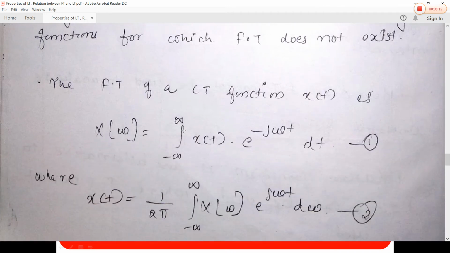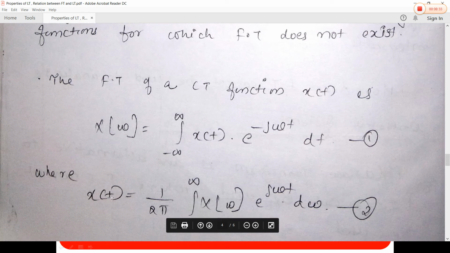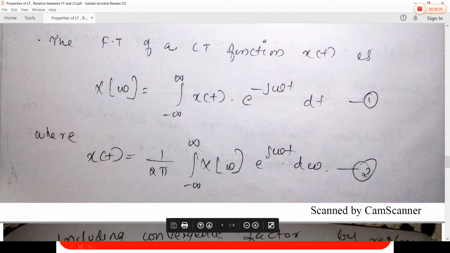We know that the Fourier transform of a continuous time function x of t is defined as X of omega equal to the integral from minus infinity to plus infinity of x of t e raised to minus j omega t dt. This is a known equation. This can be either X of omega or X of j omega. And its inverse Fourier transform is given by x of t equal to 1 by 2 pi times the integral from minus infinity to plus infinity of X of omega into e raised to j omega t d omega. Mark these as equation 1 and equation 2. This is the CTFT format. Now you are going to convert it into the Laplace format by including the convergence factor sigma in this equation.